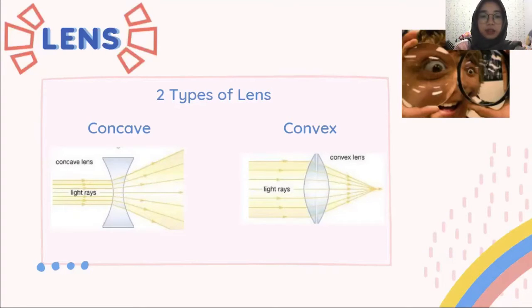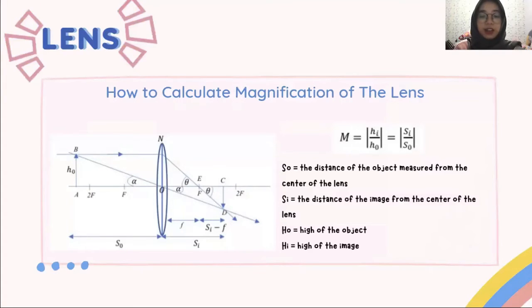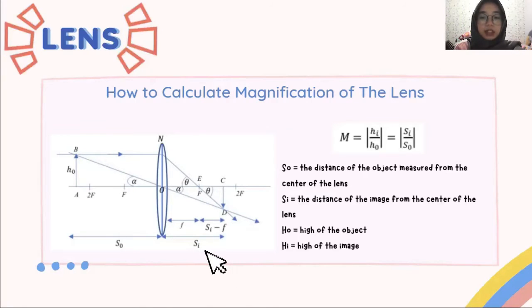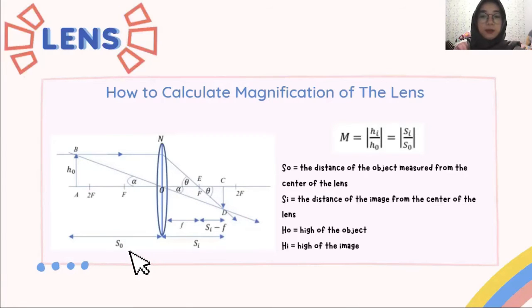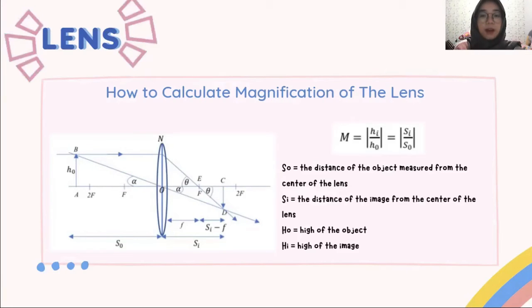We can calculate the magnification of a lens by using this formula, which we get from a mathematical derivation. The formula is M, for magnification, equals hi, the height of the image, over ho, the height of the object, equals si, the distance of the image measured from the center of the lens, over so, the distance of the object measured from the center of the lens. And the result of the magnification should be positive.